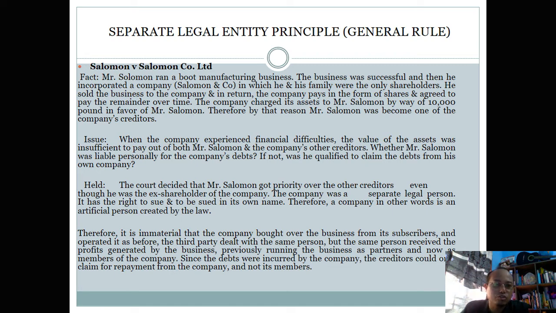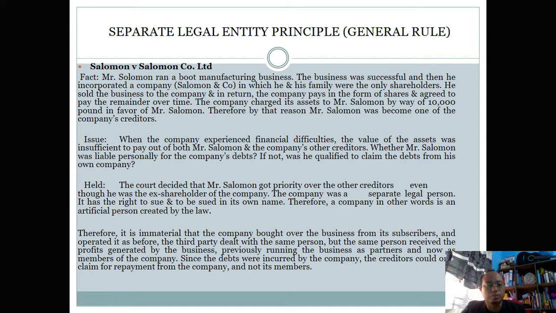Actually, in this case, Mr. Solomon ran a boot manufacturing business. And after that, the business became successful, and then he decided to incorporate a company under the name of Solomon and Company, in which he and his family were the only shareholders.